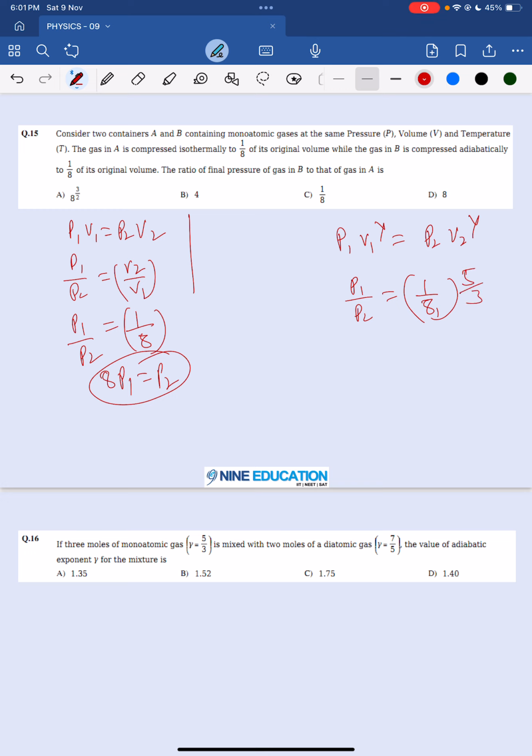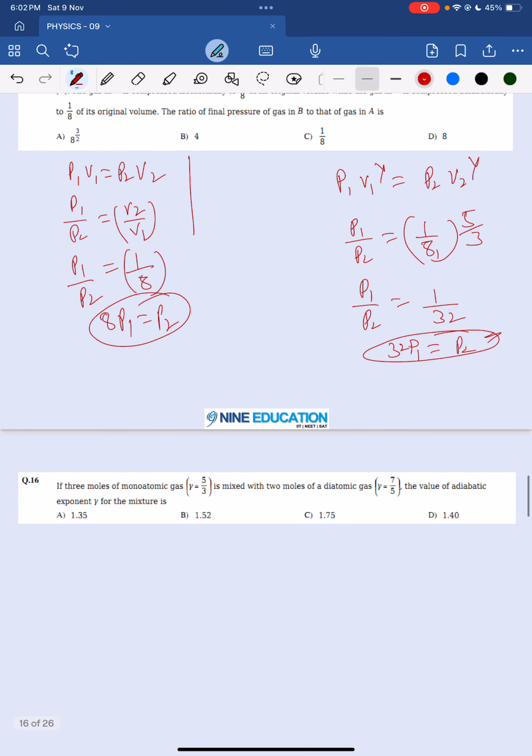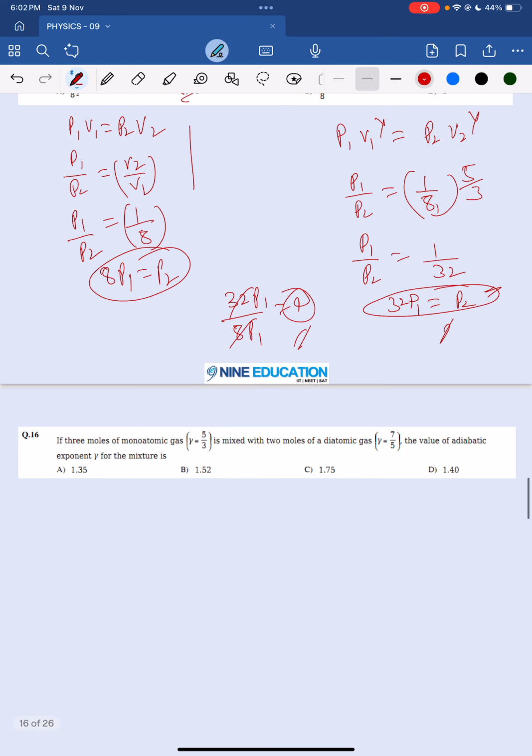So what we have here is P1 by P2, which will be 2 to the power minus 5, it would be 1 by 32. So it would be 32 times P1 equals P2, correct? Now what is the ratio? The ratio is going to become 32 times P1 by 8 P1, so it will be basically 4, correct? So this is our answer, the ratio of final pressure of gas B to gas A. All right.